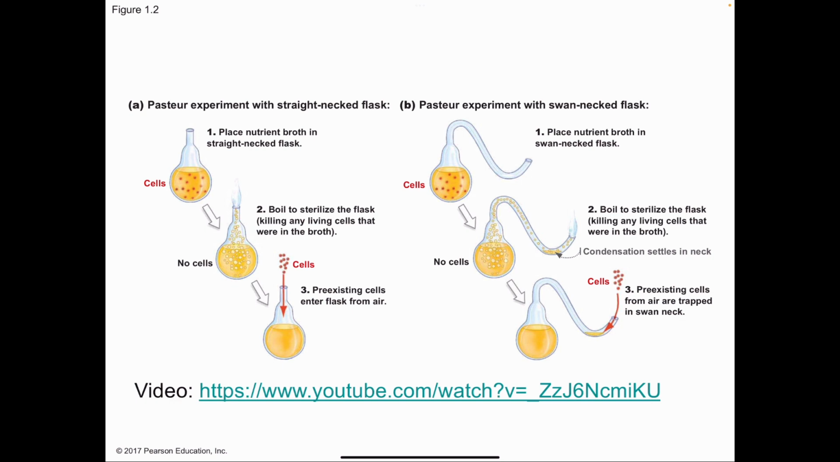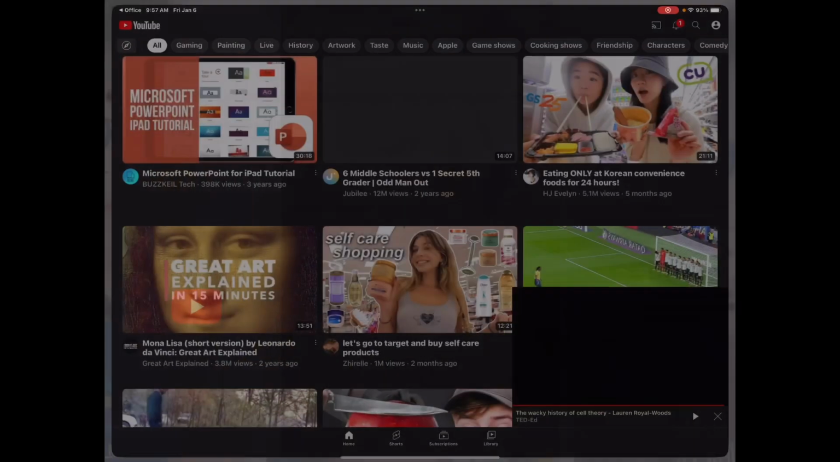So this seems pretty simple, but the idea here is that cells just don't pop up out of nowhere. They're coming from somewhere. If you leave your food out, cells that are floating around in the air are going to land on that food, and then bacteria, fungus, whatever, mold is going to grow. And so this kind of negated the idea of spontaneous generation, that life just comes from nowhere. So let's watch this video and they'll explain it better than me.